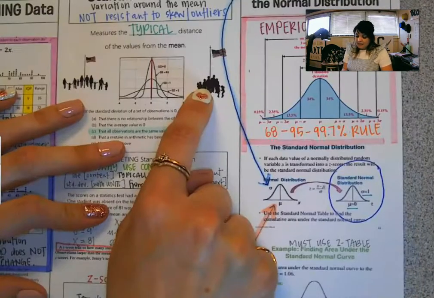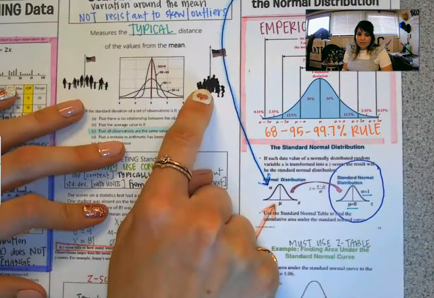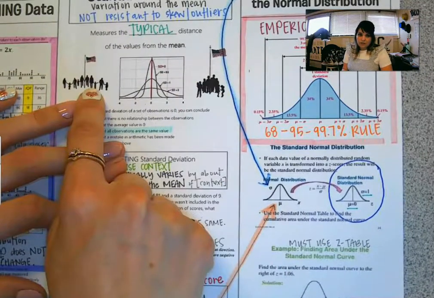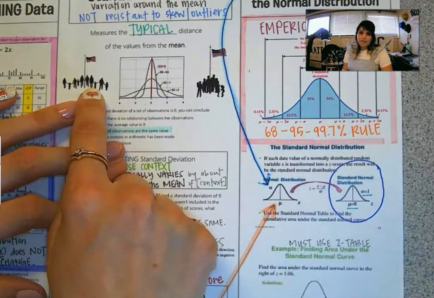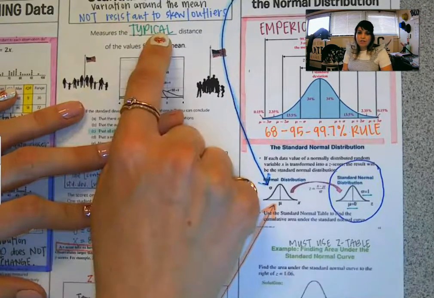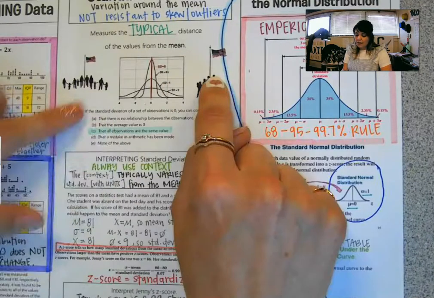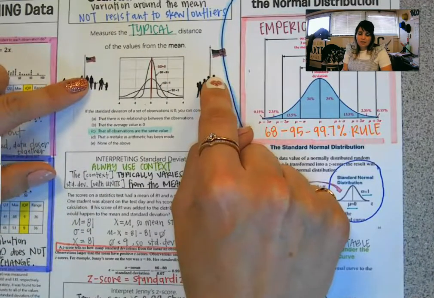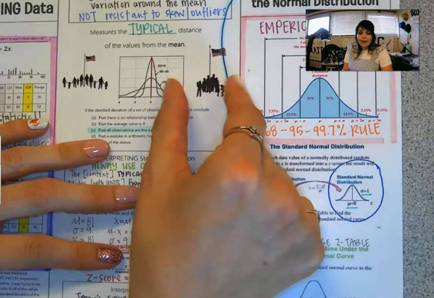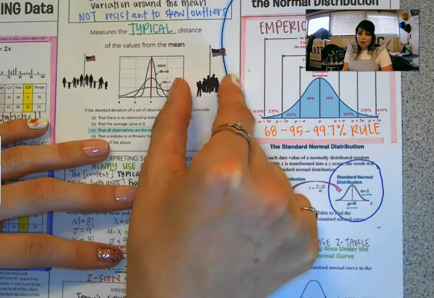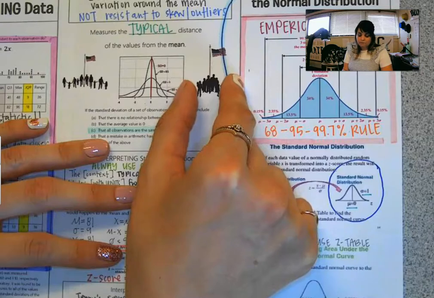This is a small standard deviation. This is a large standard deviation, because standard deviation measures the typical distance of values from the mean. So the flagpole would be your mean, and in this case it's also your center. So we're talking about, on average, how far away are the points from the center.